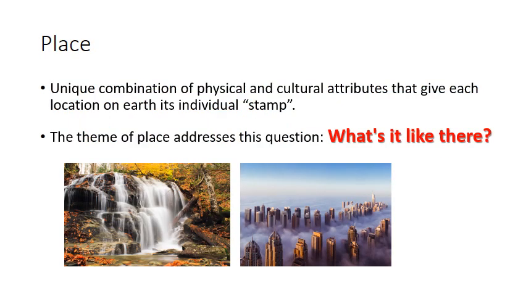The theme of place addresses the question of what's it like there? The unique combination of both physical and cultural or human attributes give each place its unique stamp. You may remember in class when we took a look at the sense of place that we had for Virginia Beach. And it turned out we all had different senses of place because of our different perceptions of Virginia Beach's attributes.